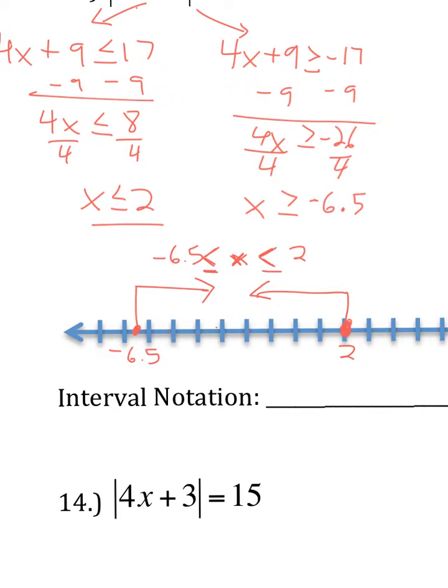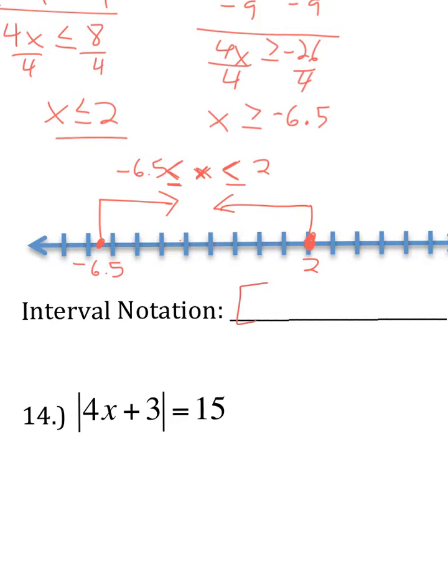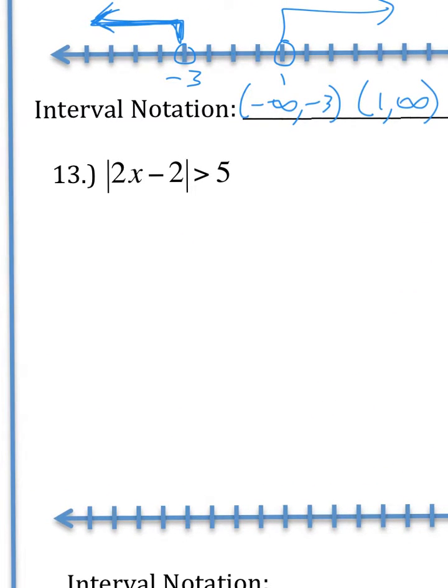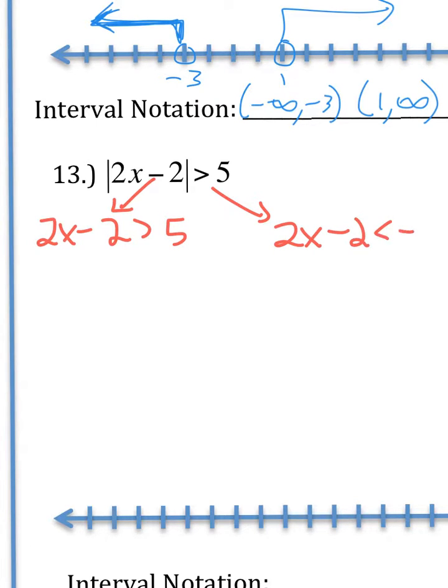Interval notation. Negative 6.5, 2. Move along. 13. See the bars again. Okay, means I got a split. Maybe try this one on your own, see if you get the same thing. 2x minus 2 greater than 5. 2x minus 2 less than negative 5. Solve each separately. Go ahead and do this on your own. Come back, hit pause, maybe see if you get the same thing.